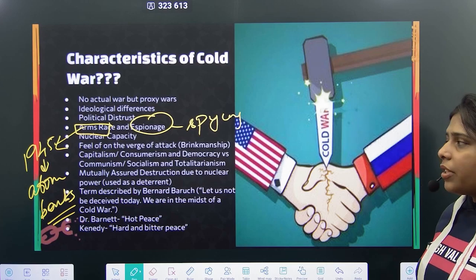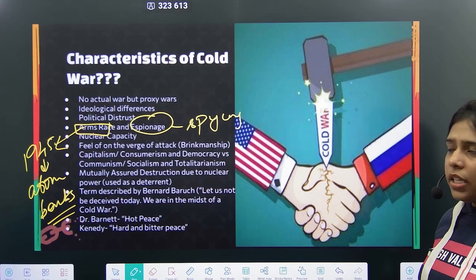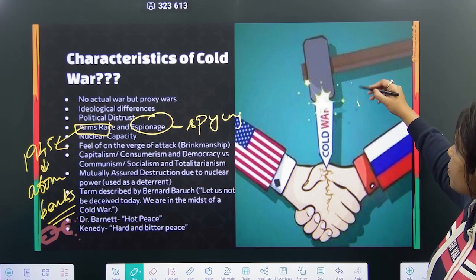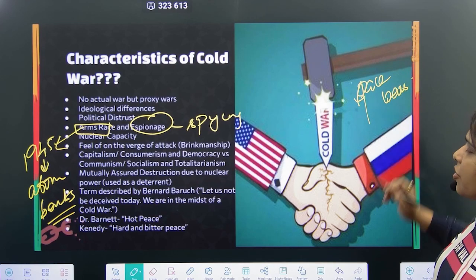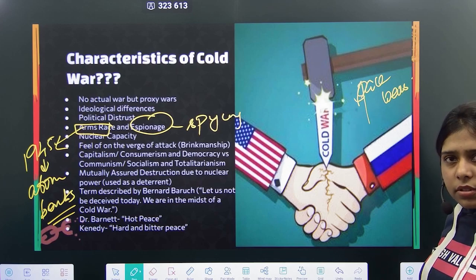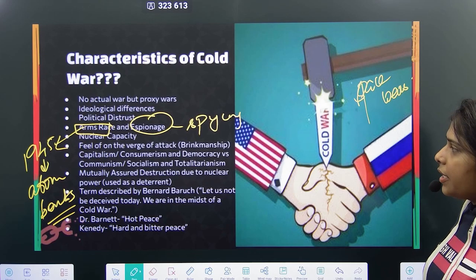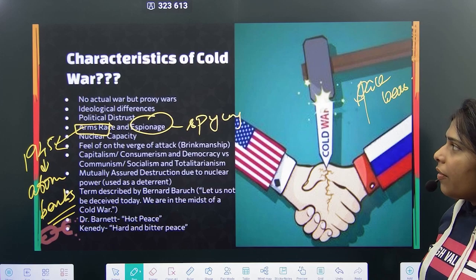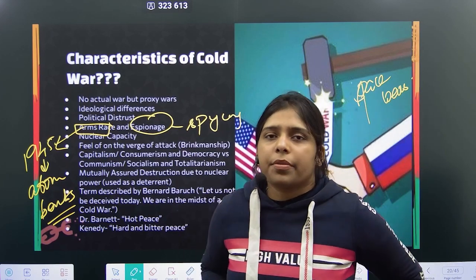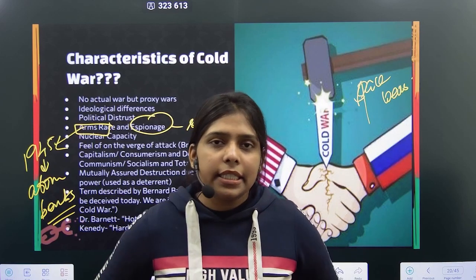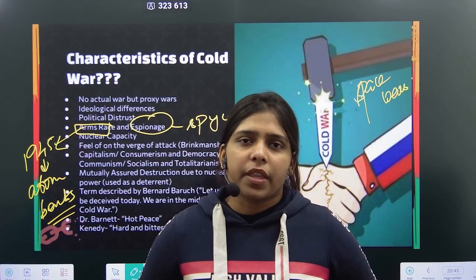Both the countries' nuclear capacity was increasing. Later on, you will also see we have space wars, when Russia sends Sputnik 1 in the year 1955. So a very prominent characteristic of the Cold War is brinkmanship, and you would quite easily see it in the Cuban Missile Crisis.